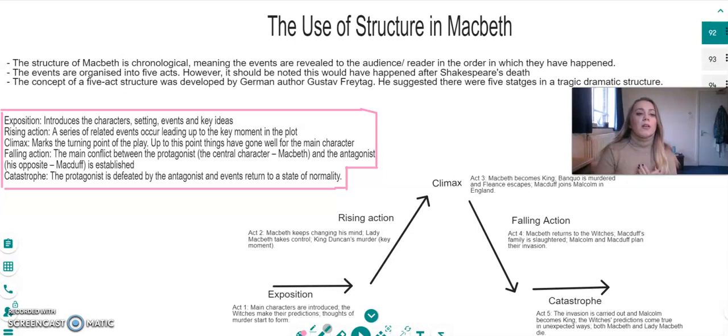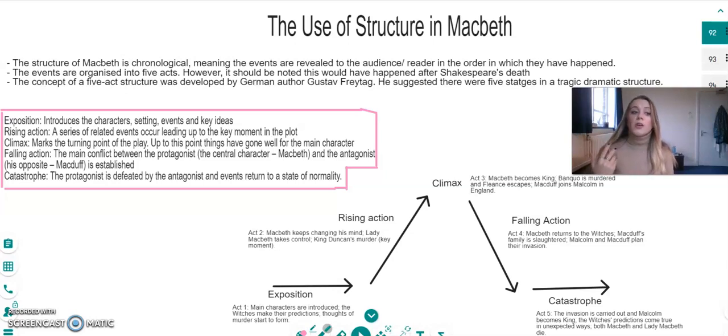So, the concept of a 5-act structure, which is the structure that Macbeth takes, was developed by a German author called Gustav Freytag, and he suggested that there were 5 different stages within a tragic dramatic structure. So he broke it down into 5 different segments, giving each segment a different name and detailing the events that would happen within the segment.